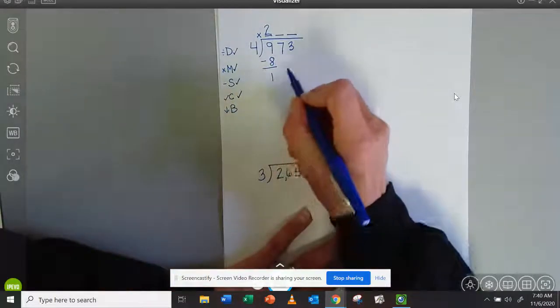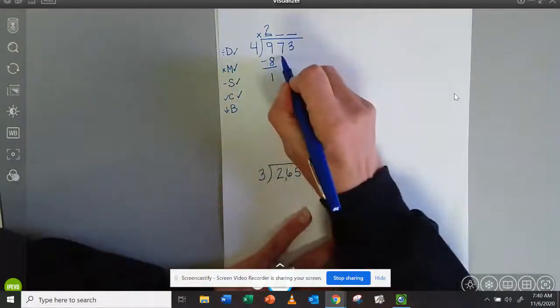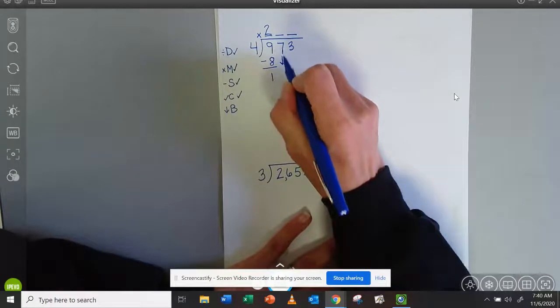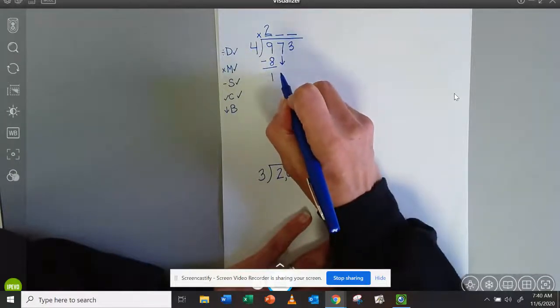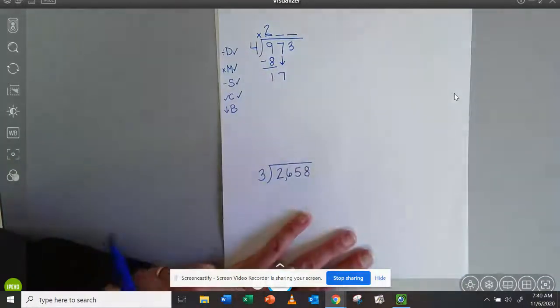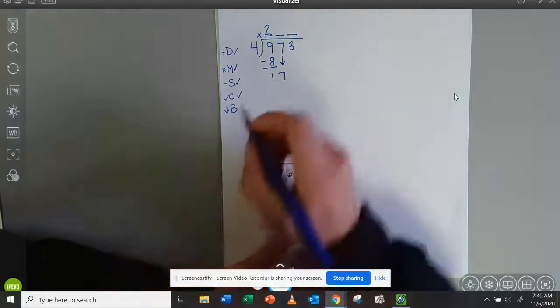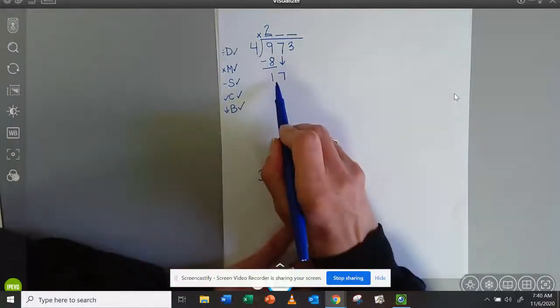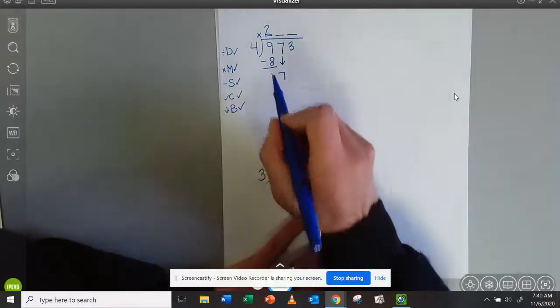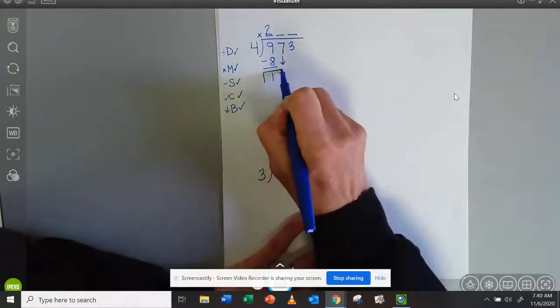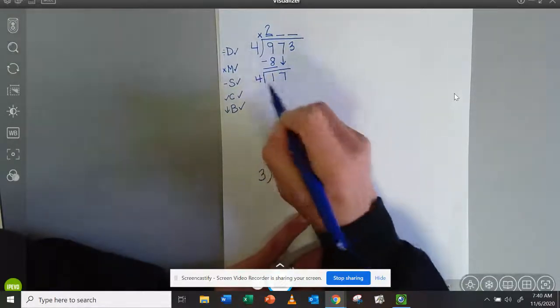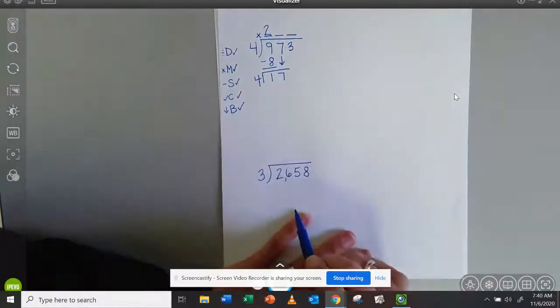Okay, and now the next step is to bring down, and you're going to bring down the digit one at a time next to the number that you first divided. So now I'm going to bring down the 7, and I have a new number to divide, and the new number I'm dividing is 17. So I like to make a new house, and I'm going to put that 4 right there, and I'm just going to start the process all over again.